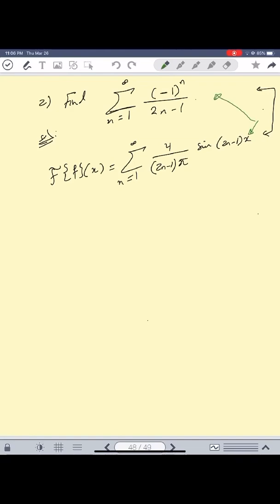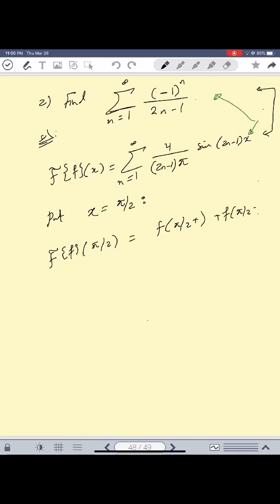So what about if you substitute now? Okay, so this is the main idea. I'm trying to substitute something that gives me alternating signs. So if I substitute pi over 2, what happens? We have the Fourier series of f at pi over 2. Remember, this is equal to f of pi over 2 from the right plus f of pi over 2 from the left, over 2, right? This is the Dirichlet theorem.